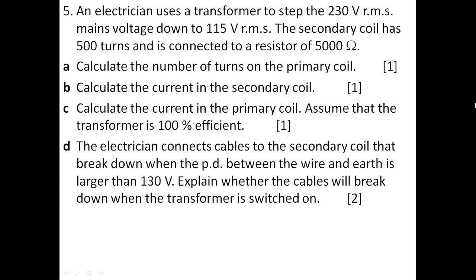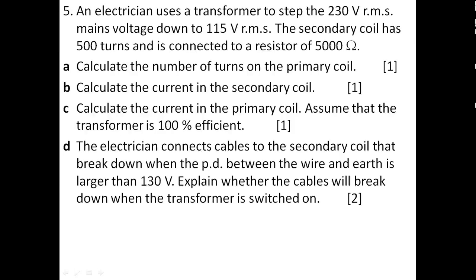Okay, now electricians use a transformer to step the 230 VRMS mains voltage down to 115 VRMS. So it means it will step down to around half of it. Now the secondary coil has 500 turns, and is connected to a resistor of 5000 ohm. So A, calculate the number of turns on the primary coil.